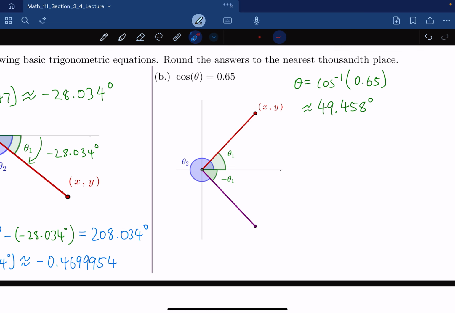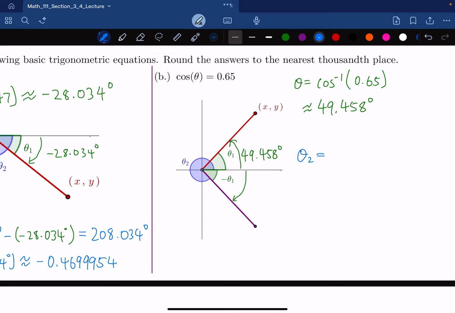Now this one is a little bit different, because if you think about it this way, theta 1 here, let's just label that again, 49.458 degrees. This is a positive angle. That means I am going counterclockwise here. And we can see that because cosine is reflexive up and down, top to bottom, all we have to do is make a reflection on the bottom. So negative theta 1 here will be negative 49.458. And the way we think about that is that theta 2 and negative theta 1 combine together to be 360 degrees.